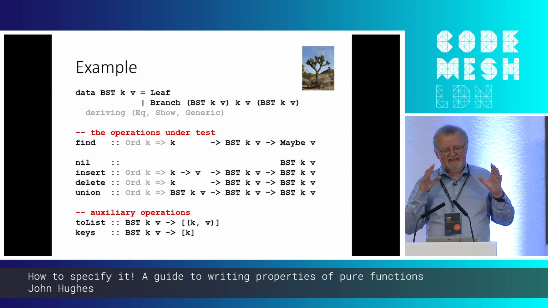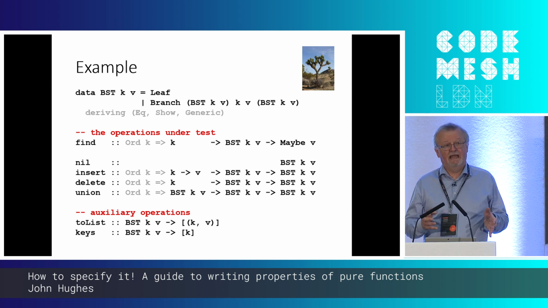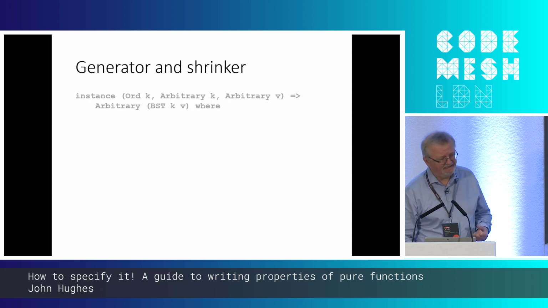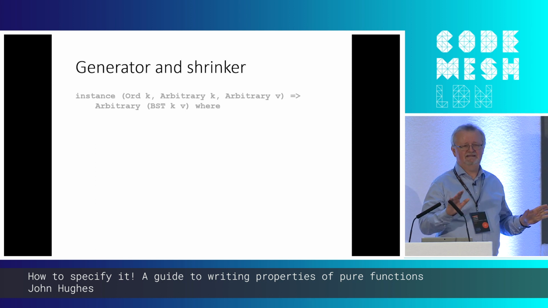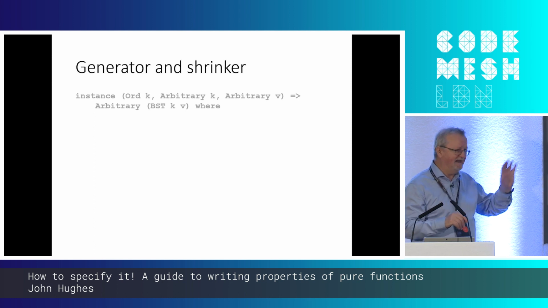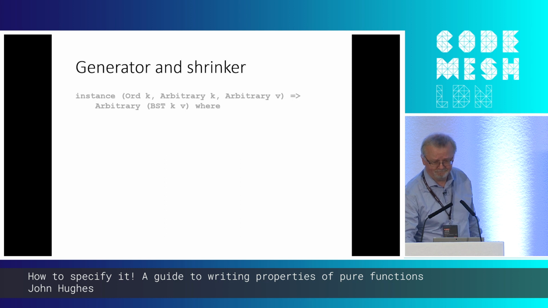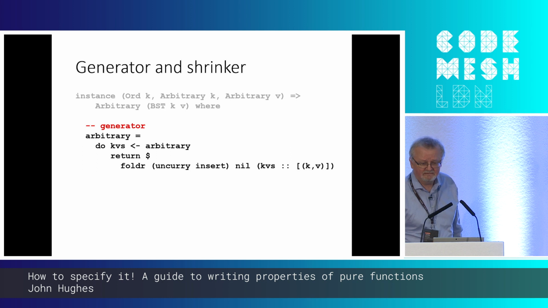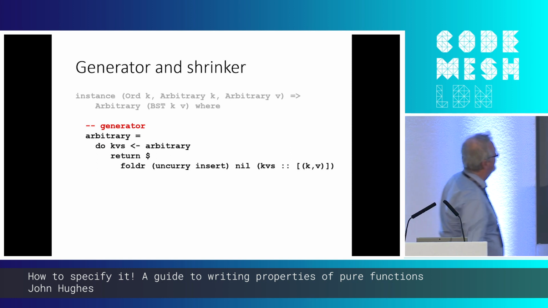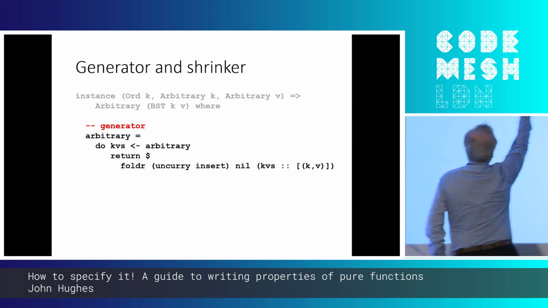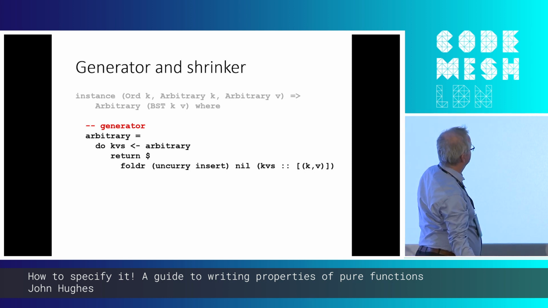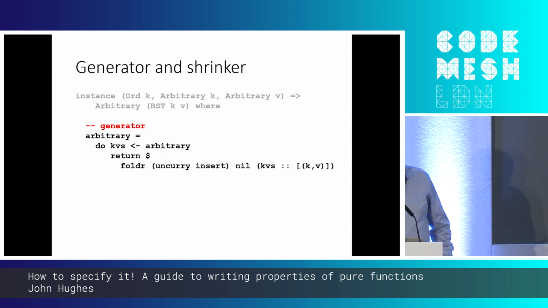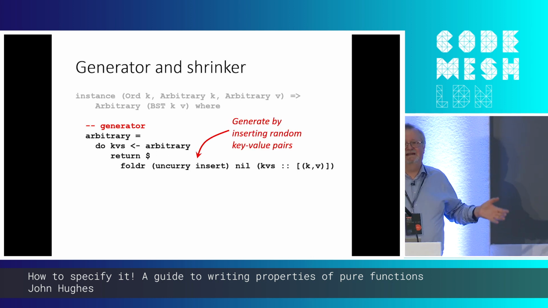Now, before I can write any properties of trees, I have to be able to generate random trees. Generating test data is a whole topic in its own right, so I'm just going to pick something simple and stick with it for this talk. Here's my generator. If you don't read Haskell, I think I can explain it to you. What I'm doing is just picking an arbitrary list of keys and values, a random list of keys and values, and then I'm inserting them into the empty tree. So you can see I ought to be able to generate a lot of random trees by doing that.